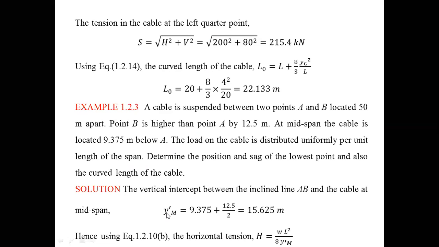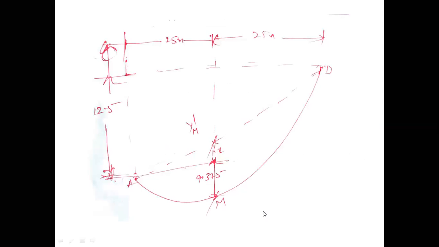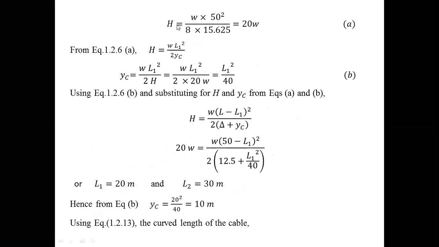Right? Yes, sir. Like that you get the y dash m is 15.625 and substitute in this. You don't know W. In terms of W, WL square by 8 is y dash m. That is called 20W. H is in terms of 20W.